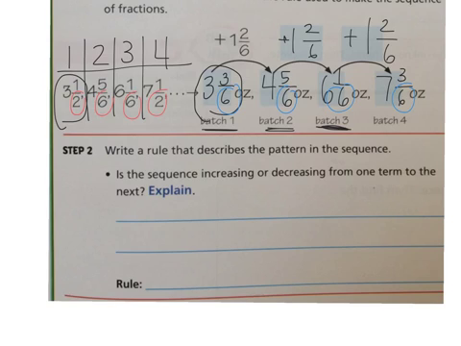Step 2 is to write a rule that describes the pattern in this sequence. Okay, and in order to do that, we have to first ask ourselves, are these numbers increasing or decreasing from one number to the next? Are they getting bigger or smaller? Shreya? So if the numbers are getting bigger from batch 1 to batch 2 to batch 3 to batch 4, does that mean that the numbers are increasing or decreasing? Increasing, okay. And so what is the rule then to get from one number to the next?